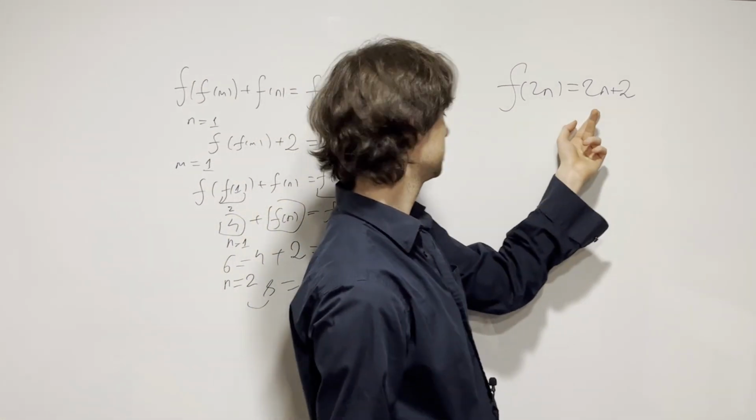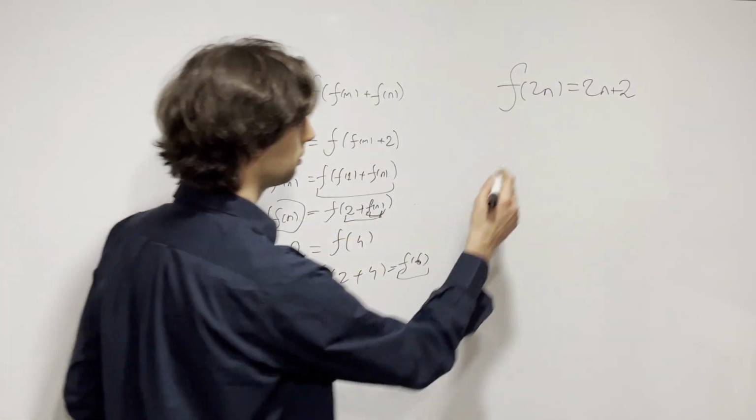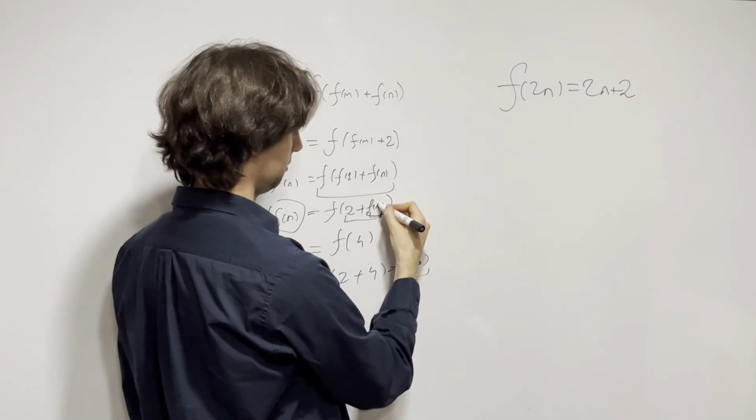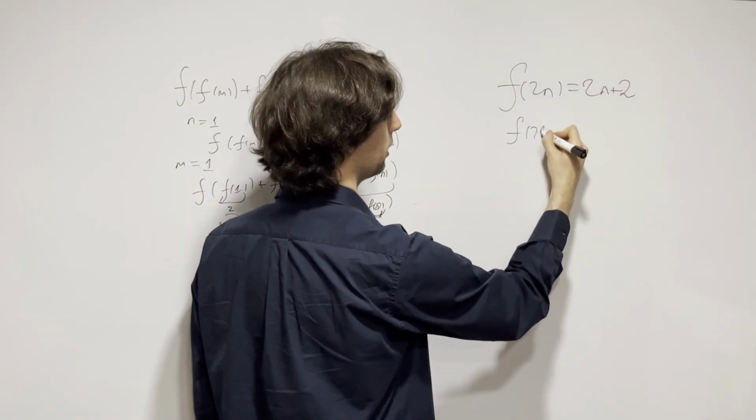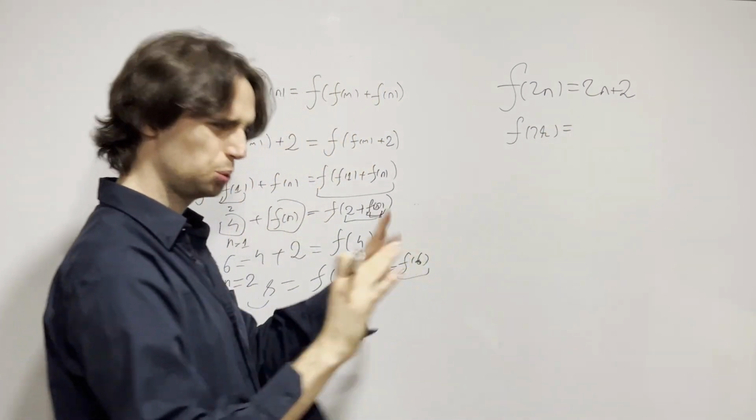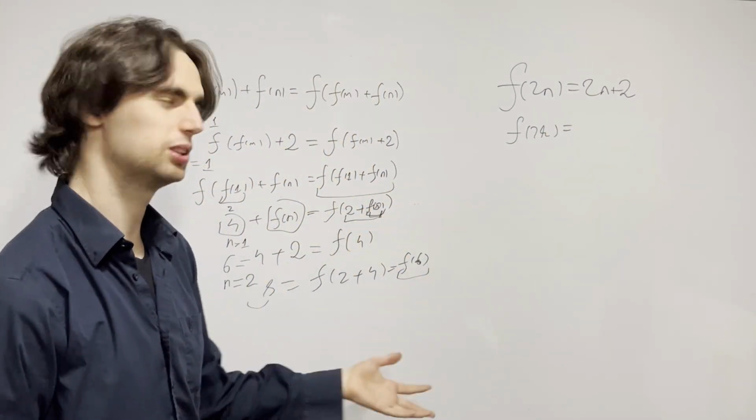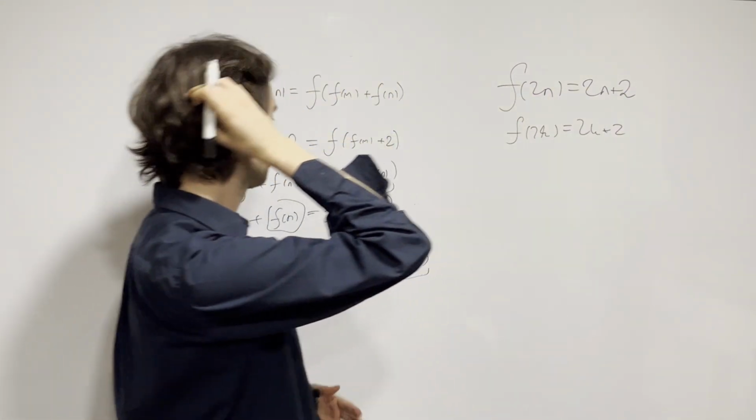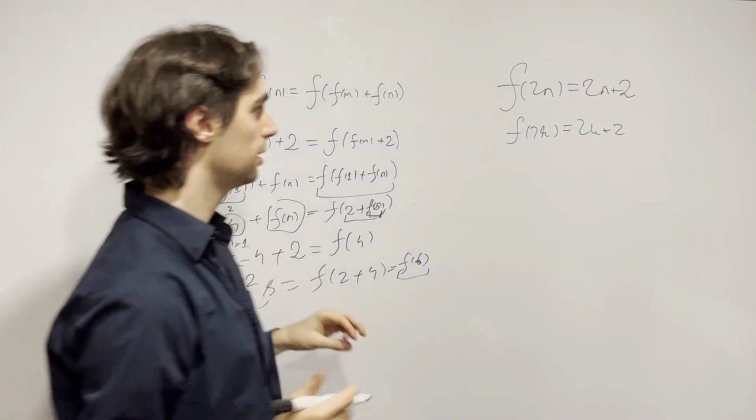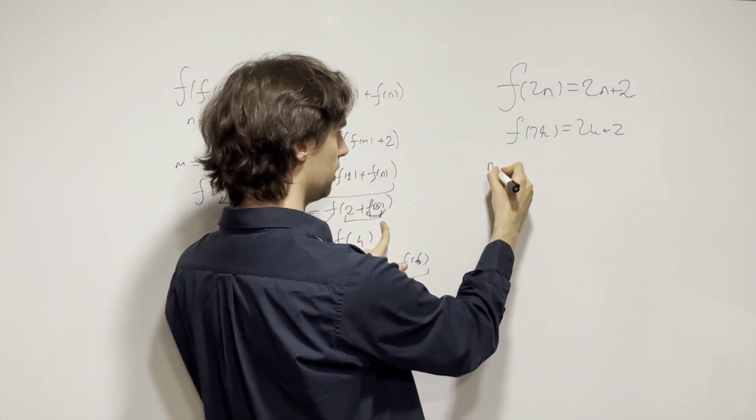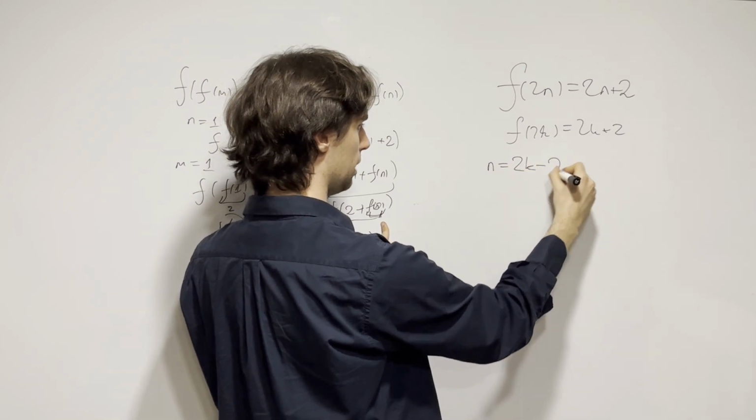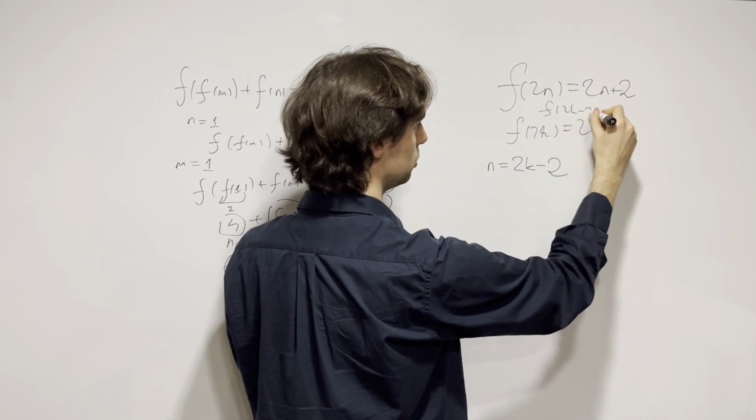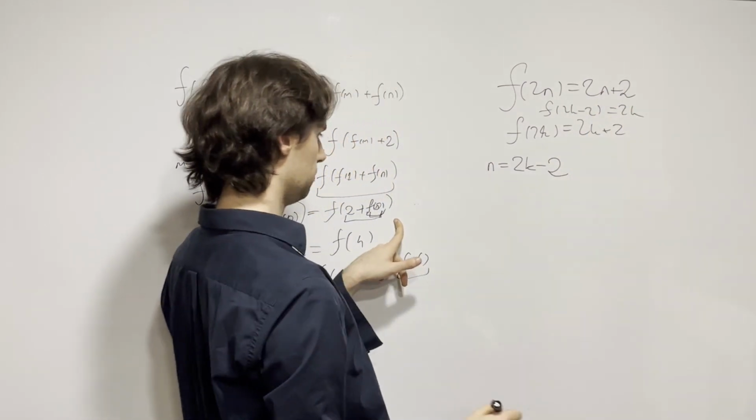And now, assume it's true for some n. Actually, assume this is true for some k. I usually like to switch up the names of the variables because it can get confusing. What am I assuming? That f of 2k is equal to 2k plus 2. And then if I plug in, instead of n, I'll set n to be equal to 2k minus 2. And what do I get? I know that f of 2k minus 2 is 2k as well.